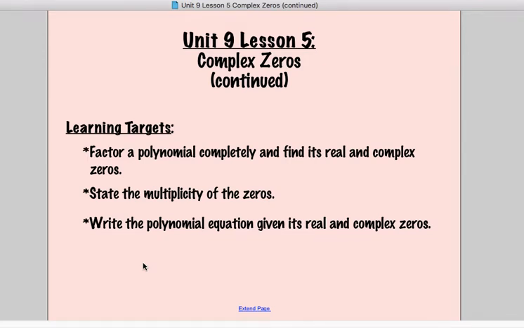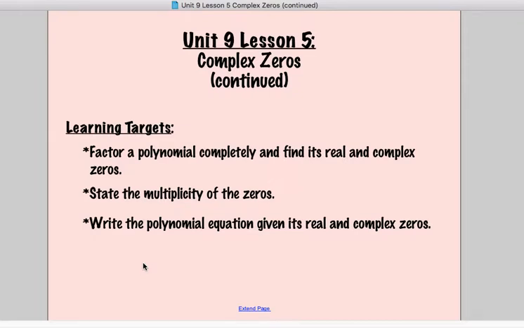Today we're going to continue looking at complex zeros. So we are going to factor polynomials completely and find its real and complex zeros. We're also going to state the multiplicity of the zeros and then figure out how to write the polynomial equation given its real and complex zeros.